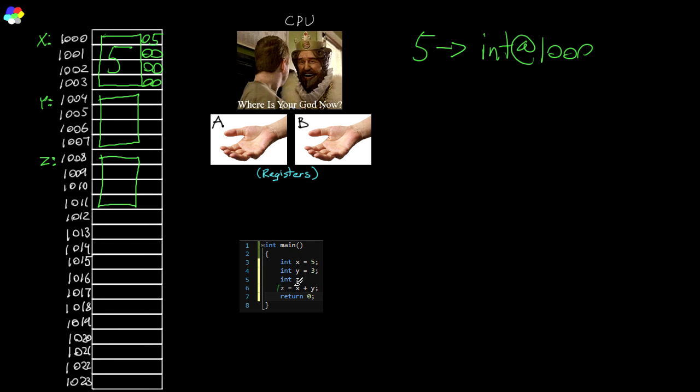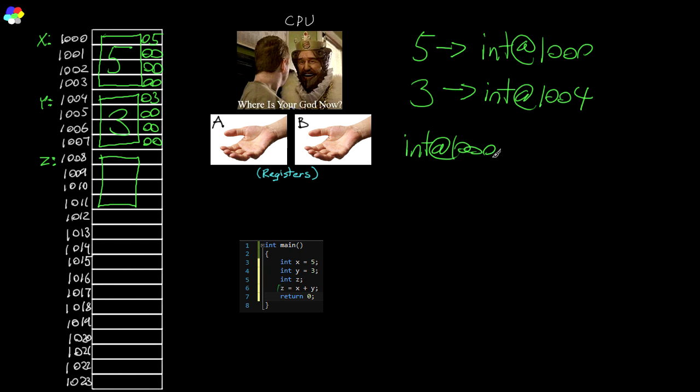Now we'll do the same thing for y, but we'll be storing the value 3. And then here's where it gets interesting. We've got to calculate x plus y and store the result in z. So the first thing we've got to do is load those values into registers in the CPU so it can perform the operation. If we want to load x, we go to the int at 1000 and store that into A. That's going to load these 4 bytes into A, and we'll just put the value here as 5.